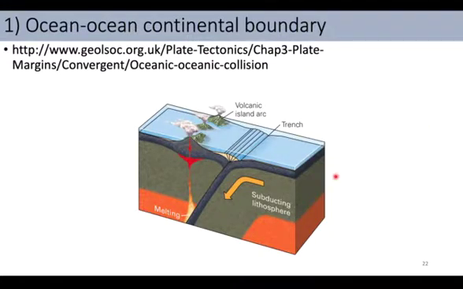So here is another diagram. I have lots of diagrams to show. You will see the trench. Right next to the trench, you see the volcanic island arc. As this plate is subducting down, it starts to melt, that liquid magma rises up, creating volcanoes.